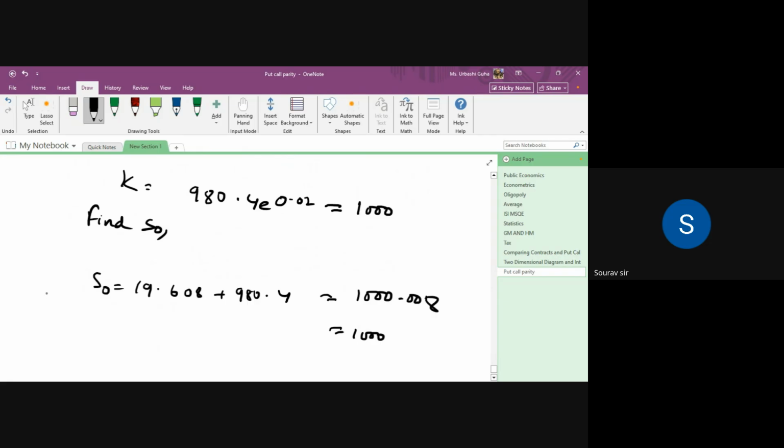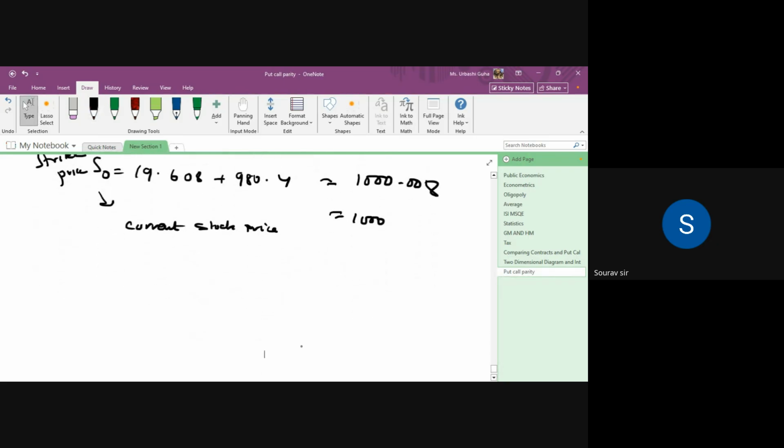So what is the strike price? K is 1000. And this is our current stock price. Okay, that is also 1000. Okay, next, 6.13.